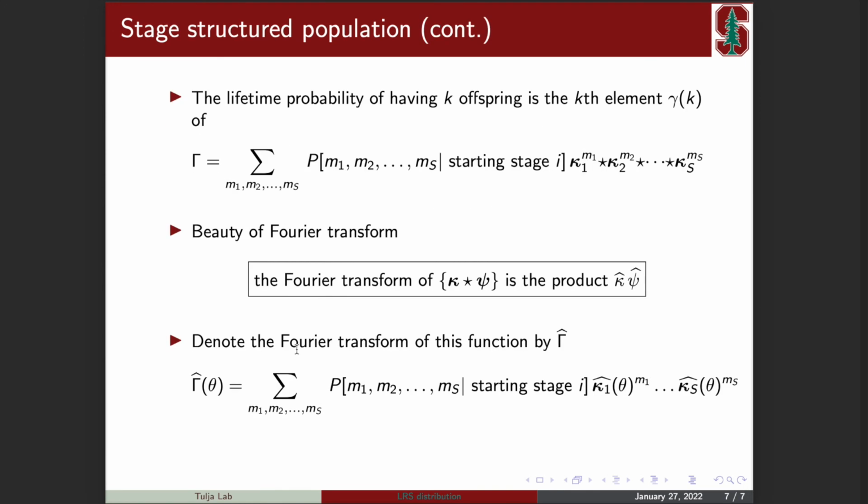As we described, the lifetime reproductive success distribution is a long sequence of convolutions of kappa at each stage. The beauty of Fourier transform is that the convolution of distributions is the product of their Fourier transforms. So instead of computing convolution, we are computing a much less costly operation, multiplication. So convolution and Fourier transform make the math simpler than it used to be.